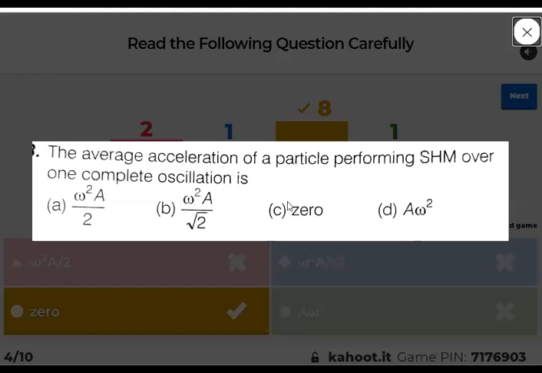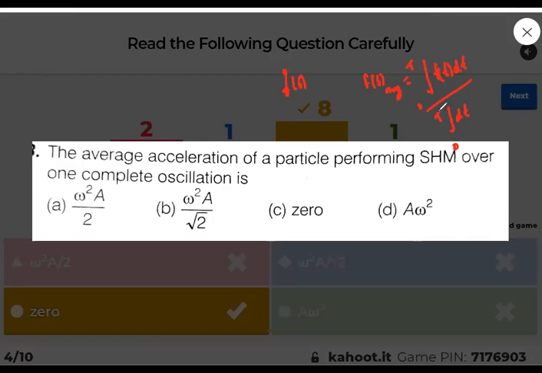So when you talk about the average of any function, suppose I'm having a function f of x. Or I'll just take t, f of t. The average value is given by the integration of f of t dt divided by the integration of dt from 0 to time period T. This is the basic formula of average.